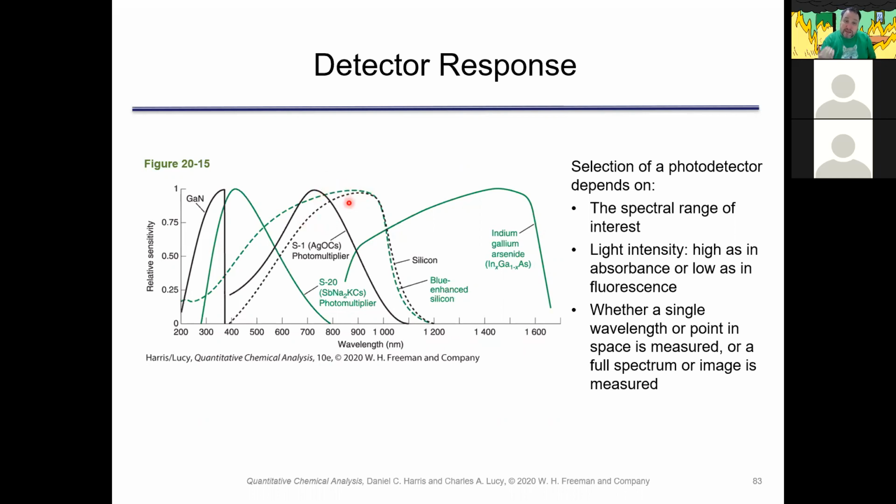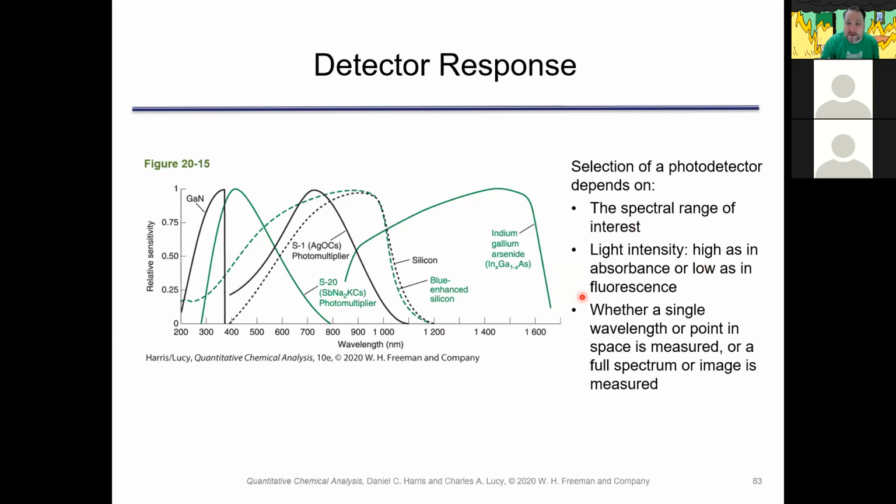So the absolute voltage or the absolute current that you would measure is going to depend on what this detector's wavelength response is. So which detector you pick depends on what spectral range you're looking at. It's also going to depend on what the light intensity is, so high as in absorbance or low as in fluorescence. A detector for fluorescence, where you're looking at very few photons coming out, is going to be totally inappropriate for a UV-vis experiment where you're looking at a lot of photons.